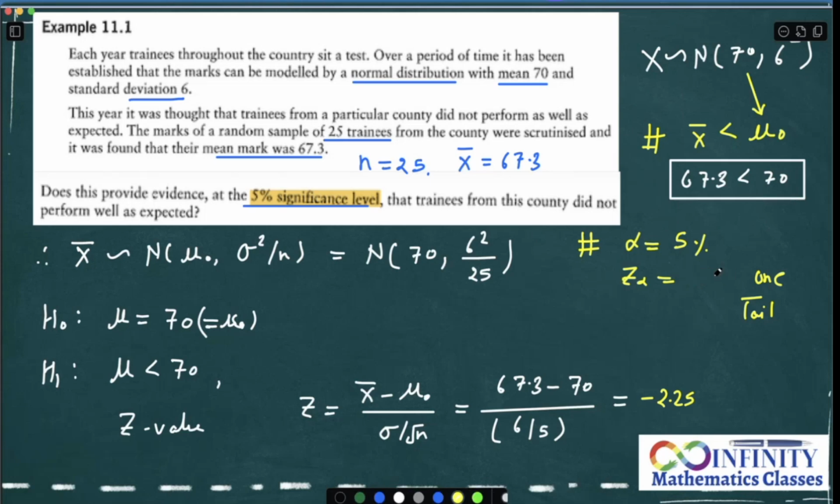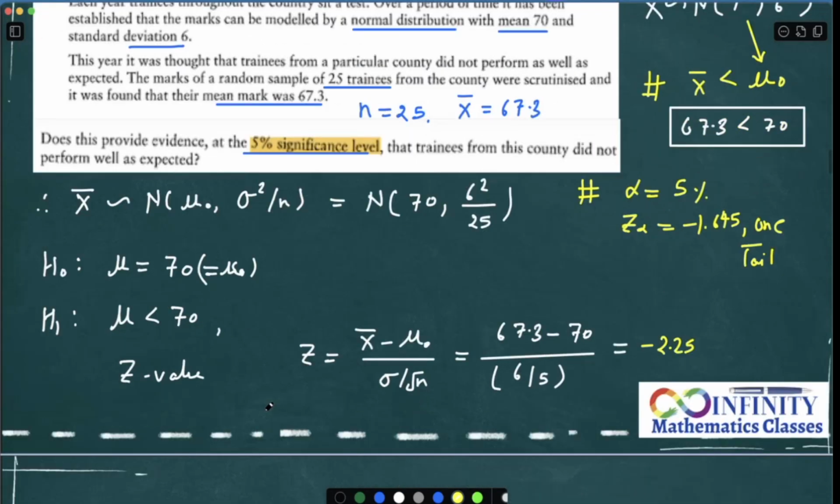Let me just write down. Z alpha is negative 1.645. This is what we have known. It is one tail, and it is going to be the left tail, that means lower tailed. Okay, so check. The value of mod Z is 2.25. It is bigger than mod of Z alpha.